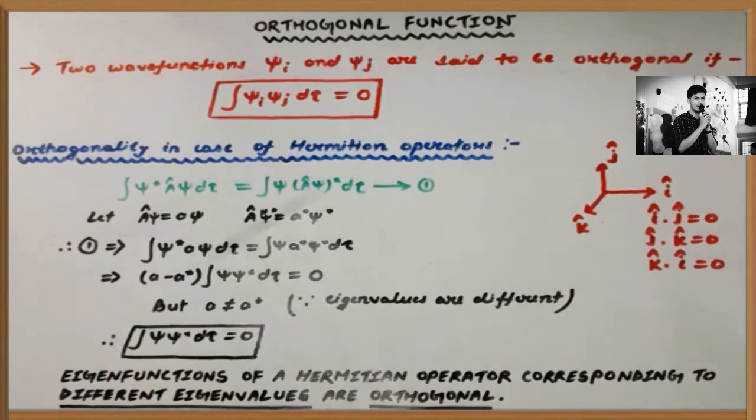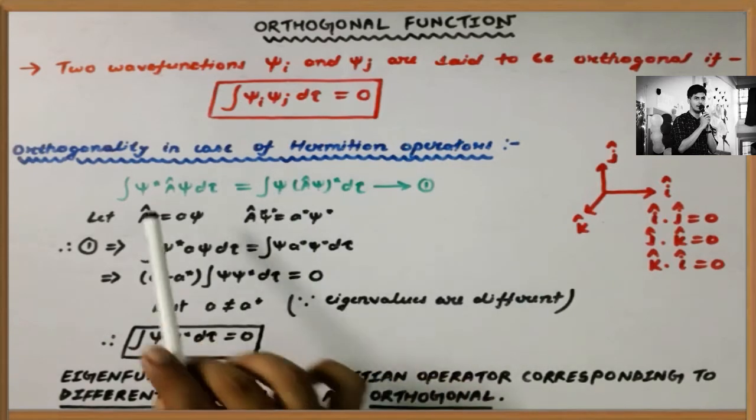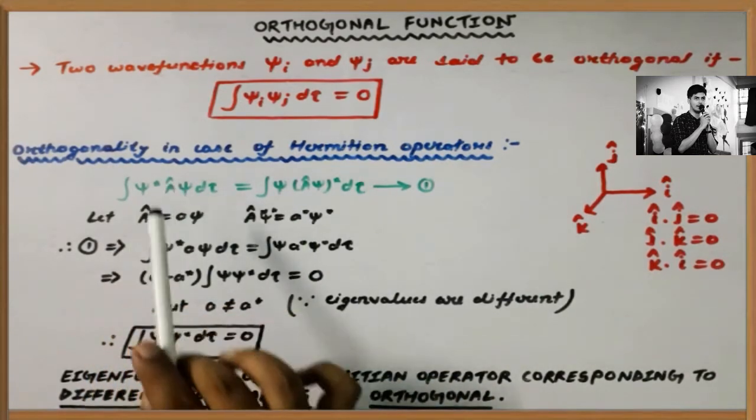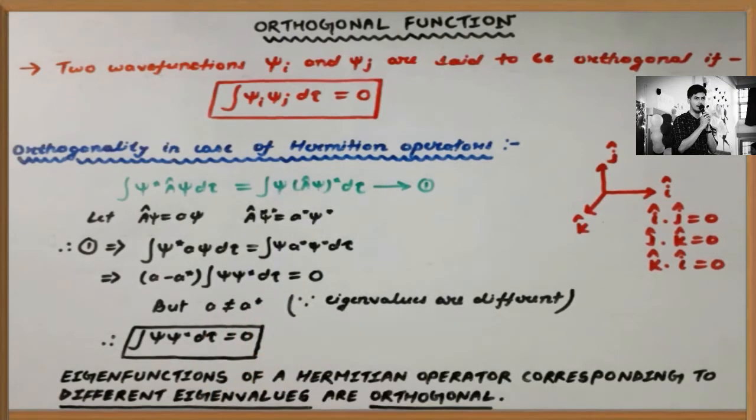Now let us check orthogonality in the case of Hermitian operators. In my last YouTube video lecture, I discussed the Hermitian operator. An operator A cap is said to be Hermitian if the integration of psi star A cap psi d tau is equal to the integration of psi A cap psi whole star d tau. Call this equation 1.